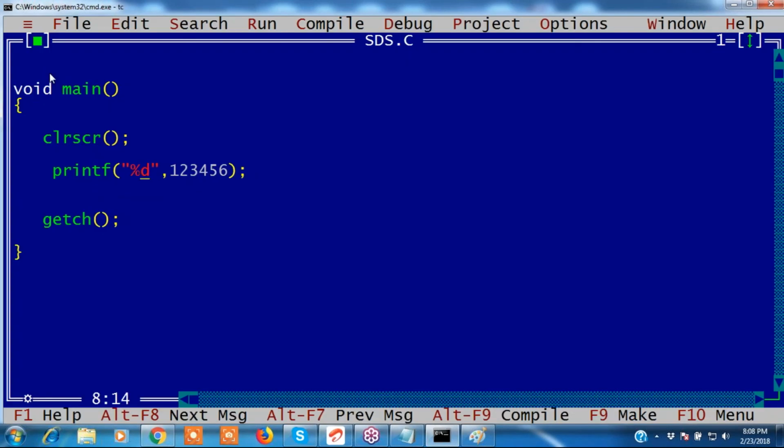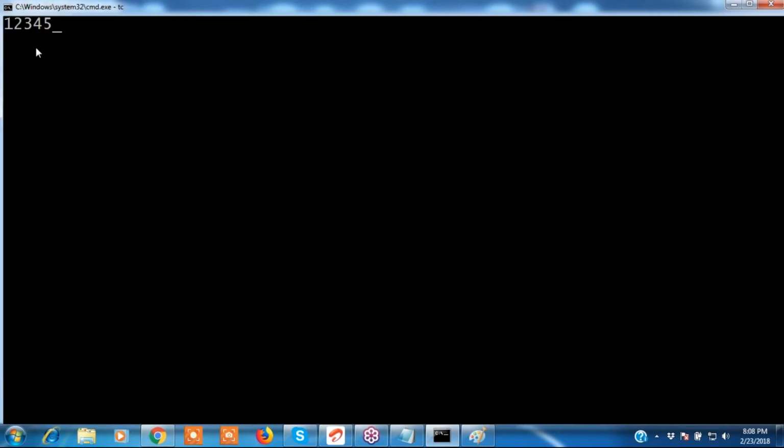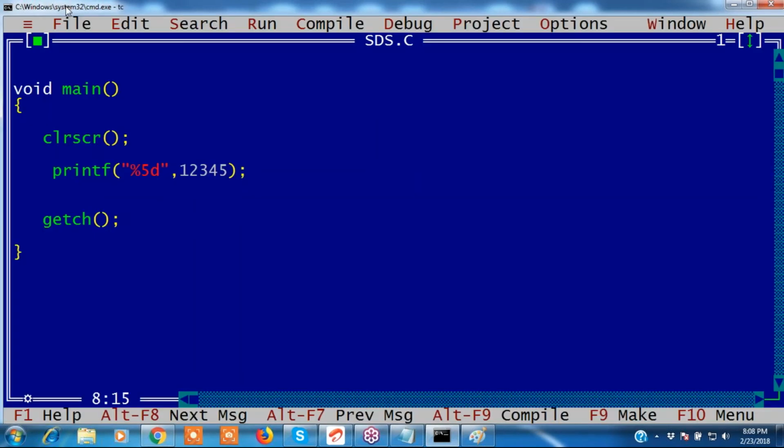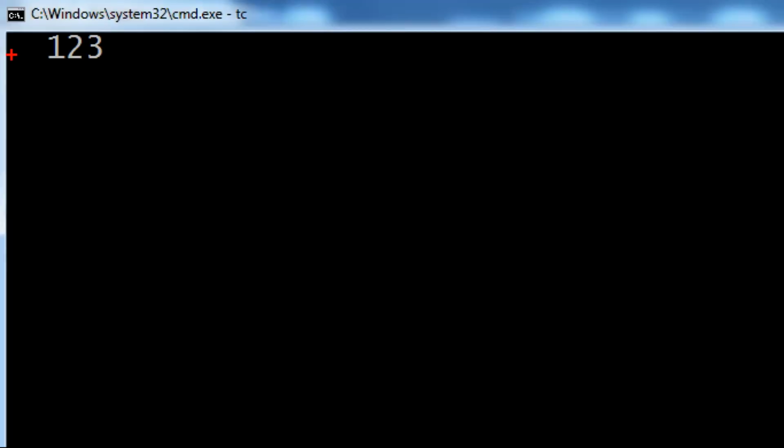Okay, come to the integer value. If it is 12345, now I want to use 5 digits of space. If I use %5d, what is it printing? Is it showing anything? It is not showing anything, right? Here now I want to give 123. If I give 123, what happened here? It is giving two spaces here.